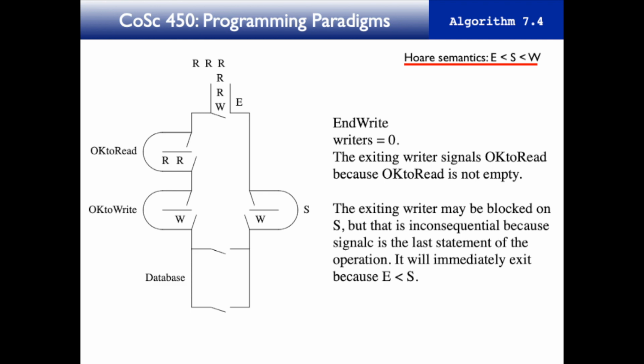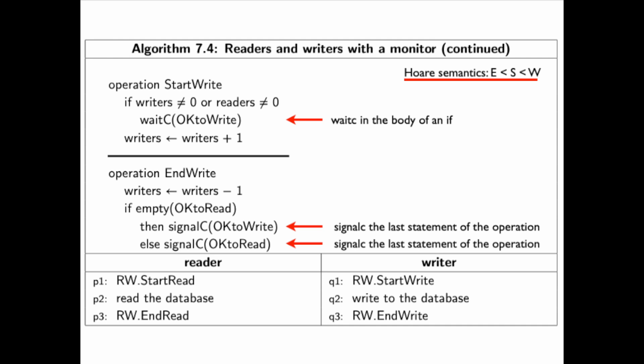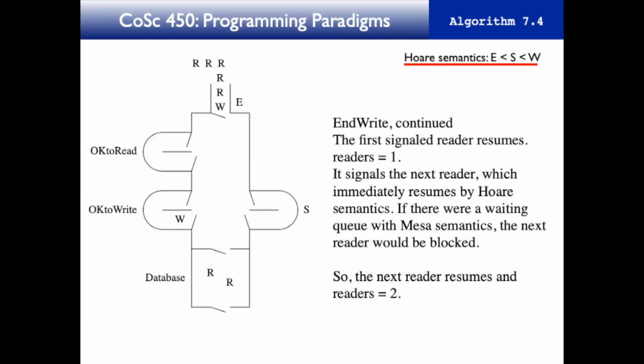So to see that in the code here, when the writer executes end write, it says if empty, OK to read, but OK to read is not empty, so therefore he signals the OK to read, and then goes to the S queue. But because signal C is the last statement of the operation, he immediately exits, and so consequently the first signaled reader resumes and sets readers equal to 1. And it signals the next reader, so we have this cascading effect so that the readers all enter the database, with the writer being blocked on OK to write.